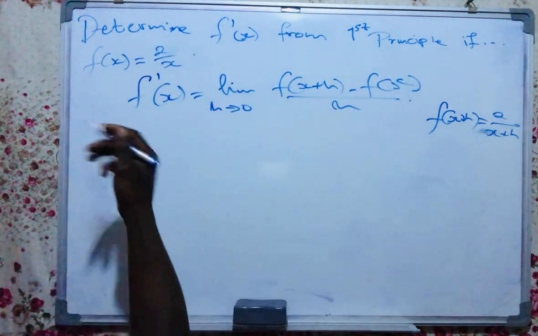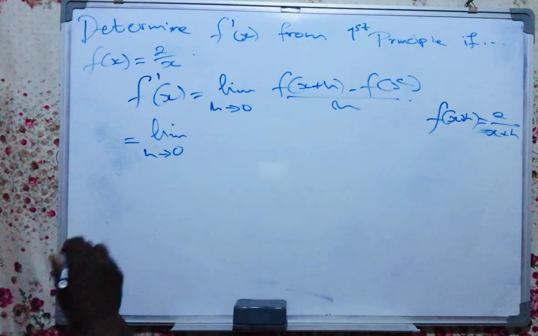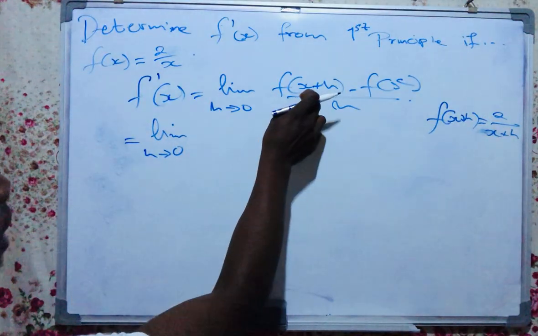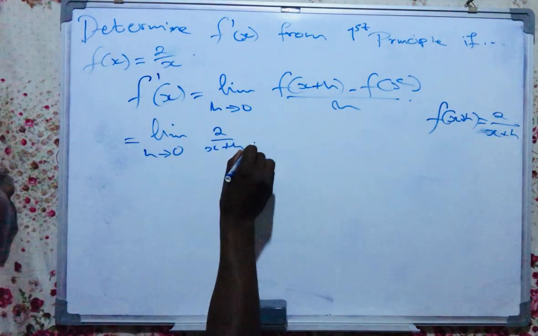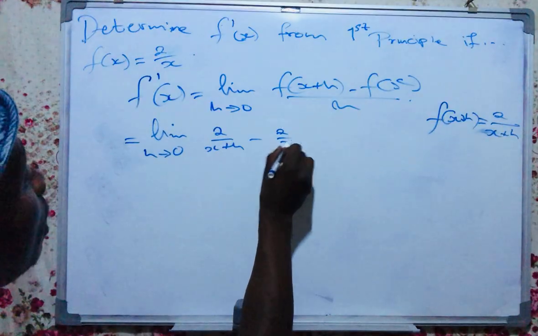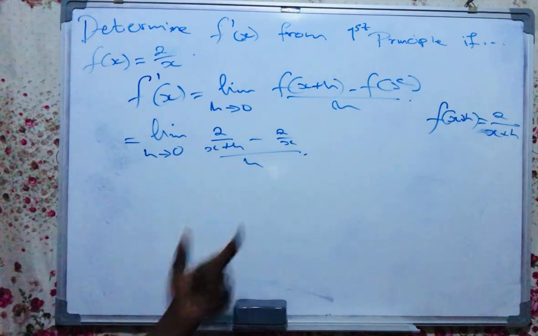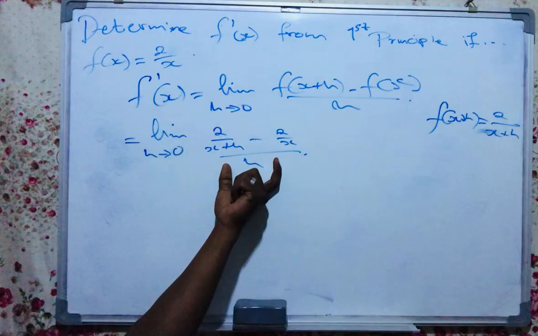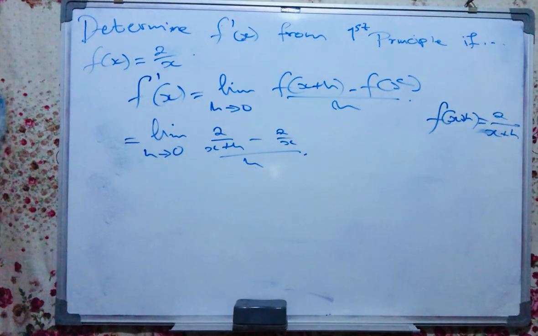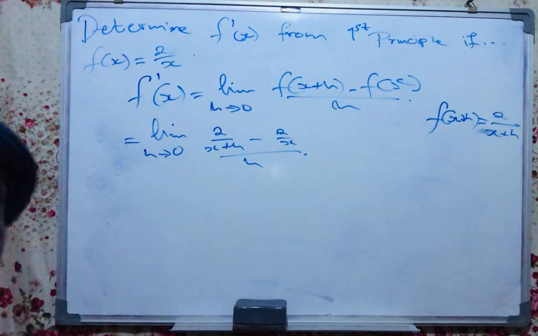Alright, so that would take our function to be the limit as h approaches 0 of f of x plus h minus f of x, which is 2 over x plus h minus 2 over x, all divided by h. But what we need to do is take this h, which is our rate of change, off from the denominator. Why? Because if our denominator is 0, that leaves our answer undefined.